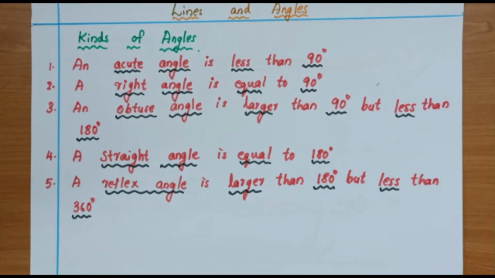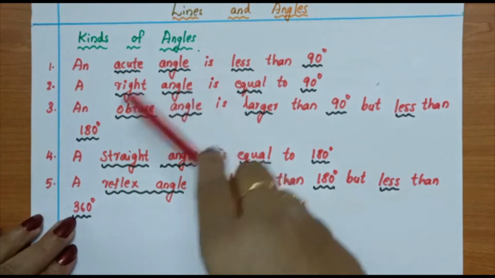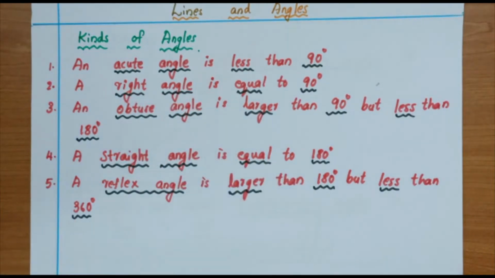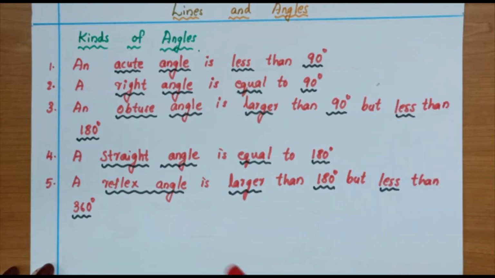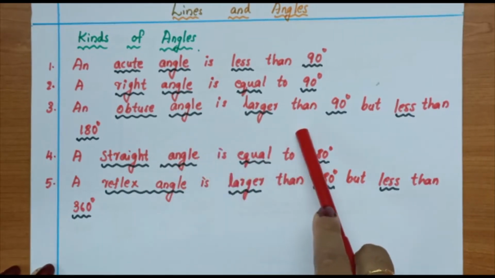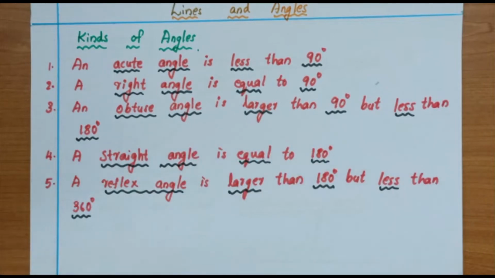Now, what are the kinds of angles? There are many different kinds of angles. The first one is the acute angle. An acute angle is less than 90 degrees. The measurement of an acute angle is always less than 90 degrees. The next one is the right angle. A right angle is equal to 90 degrees, that is, exactly 90 degrees. The third one is the obtuse angle. An obtuse angle is larger than 90 degrees but less than 180 degrees.